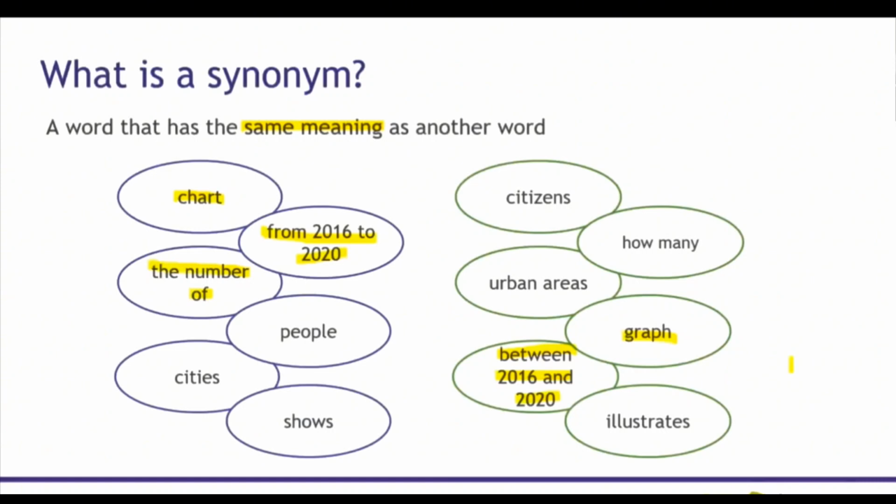So hopefully you chose the word how many. So both of these talk about quantities, and depending on the context of the sentence, we can use them as synonyms to write the same thing in a different way.